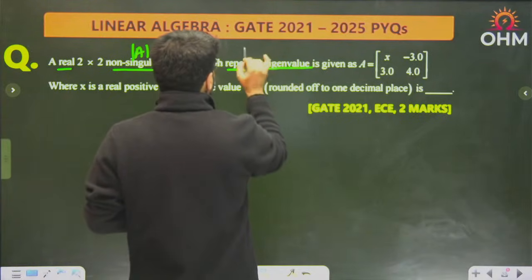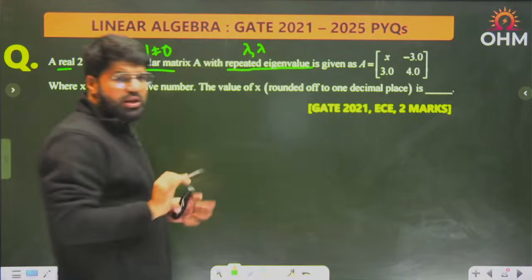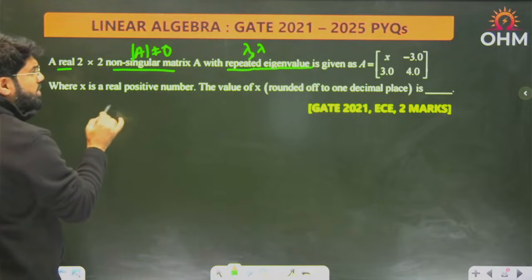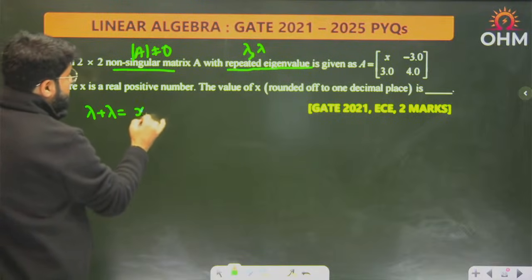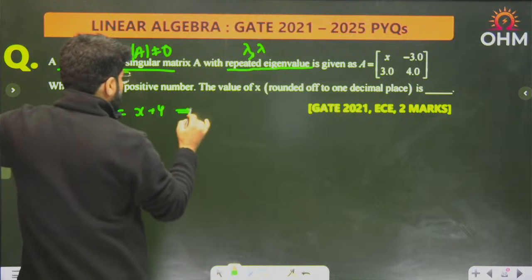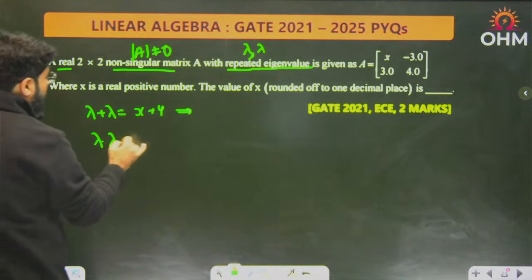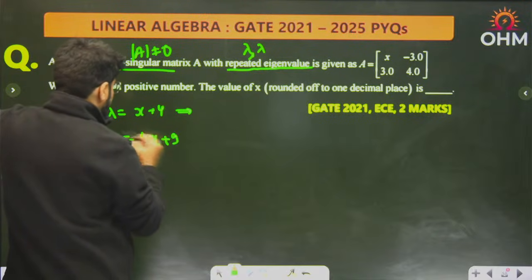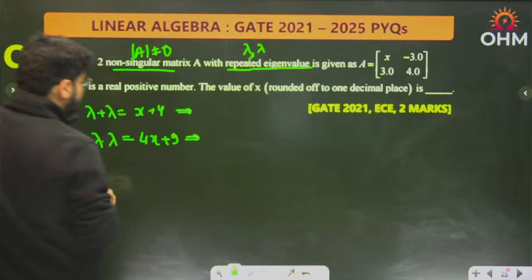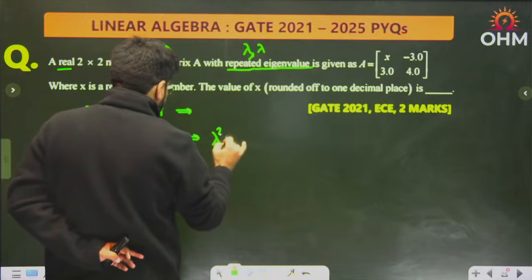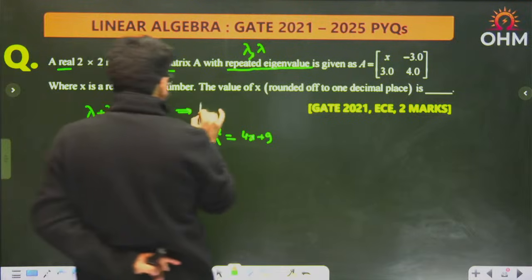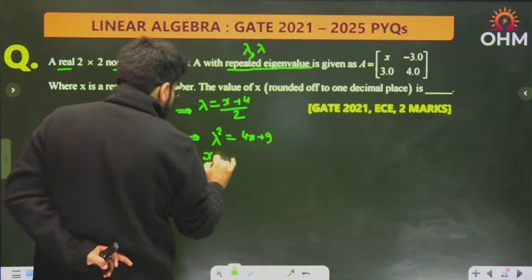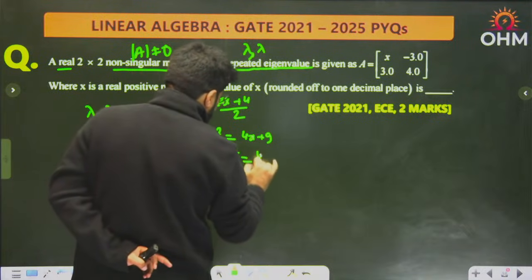So suppose there are 2 eigenvalues and both of them are lambda and lambda, the same, repeated. Sum of eigenvalues: lambda plus lambda equals the trace, x plus 4. The product of eigenvalues is the determinant, which is 4x minus 9 times minus 1, so 4x plus 9. So lambda square is 4x plus 9. From the first equation, 2 lambda is x plus 4, so lambda is x plus 4 divided by 2. Replacing lambda, (x plus 4 divided by 2) whole square equals 4x plus 9.